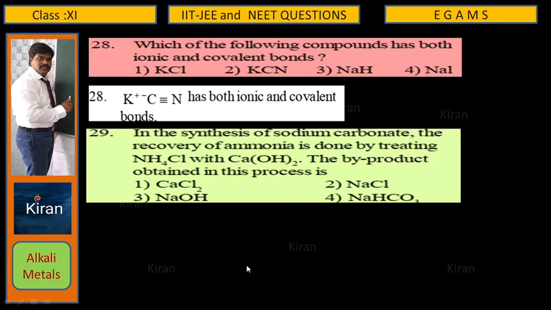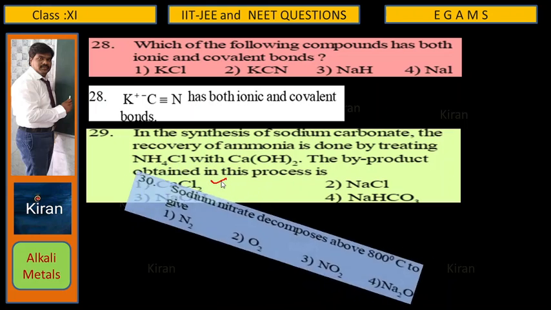In the synthesis of sodium carbonate, the recovery of ammonia is done by treating ammonium chloride with calcium hydroxide. The byproduct obtained in this process is, what will come? Yeah, first one, calcium chloride. As a byproduct means the product will be formed.